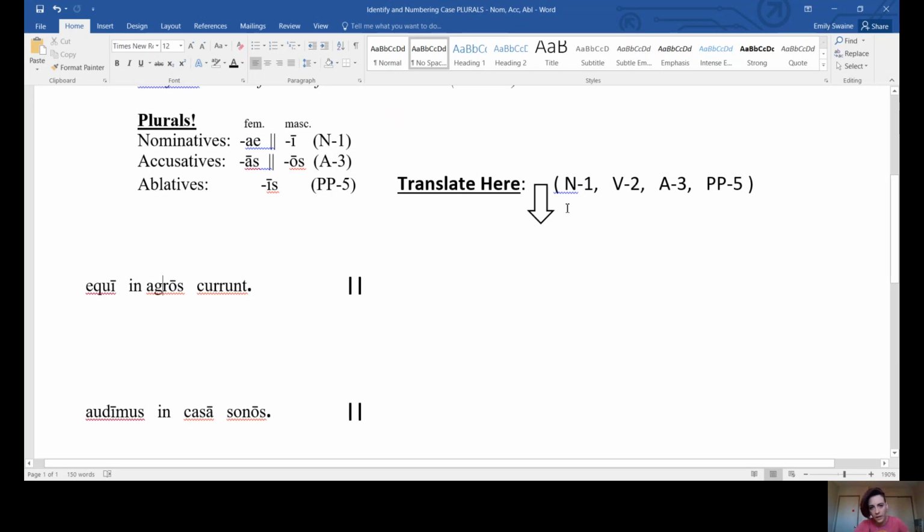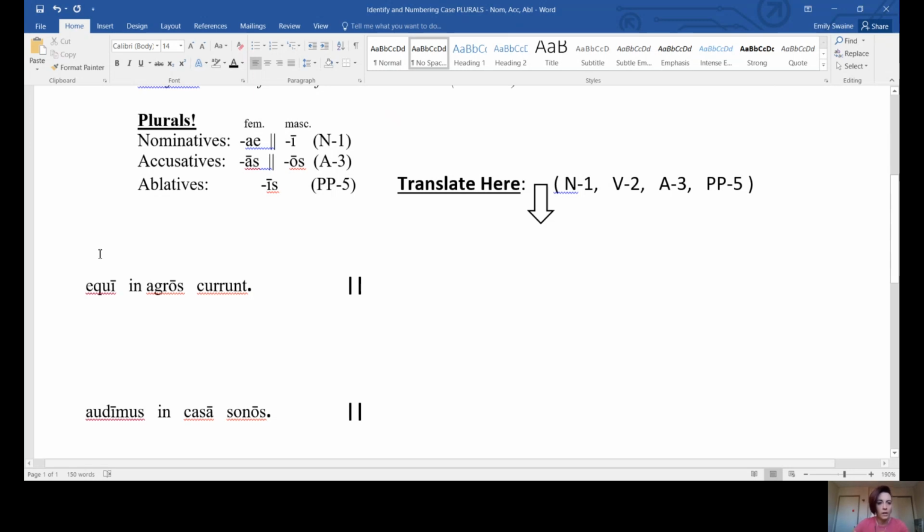Okay, so I wrote translate here and I wrote a big arrow. This is where your English translation goes, and this is not. But this is where our numbers are going to go. All right, so translate here. We're going to number over here on the left.